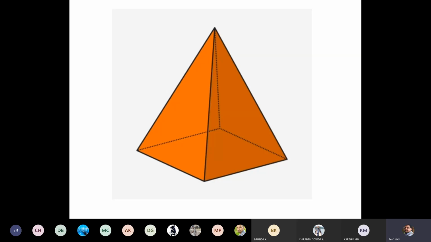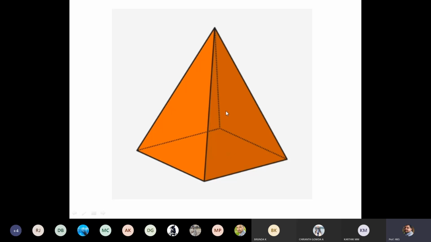Okay, so in a pyramid you must be able to identify base edges, slant edges, slant faces and axis. Next, if you look at this pyramid from top, how does it look like? Nivenadra, if you go to top and view this pyramid from top, how does it look like? Square. Okay, so from front how does it look like? Triangle. Okay.